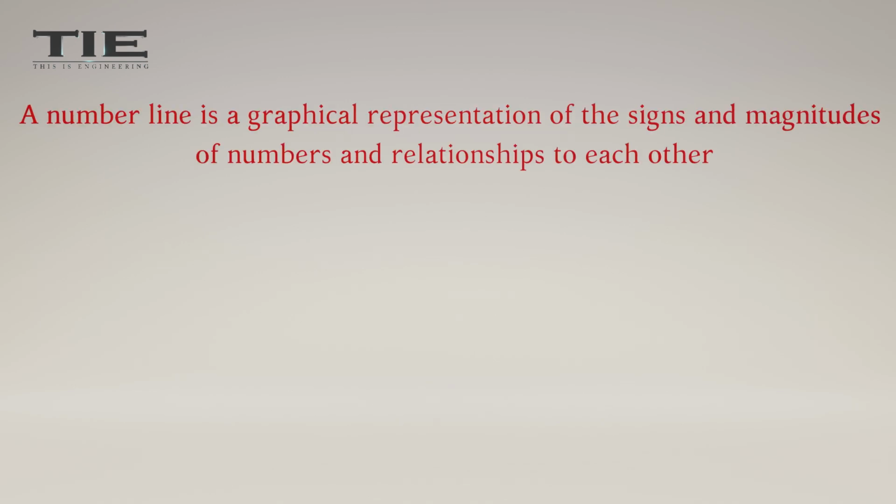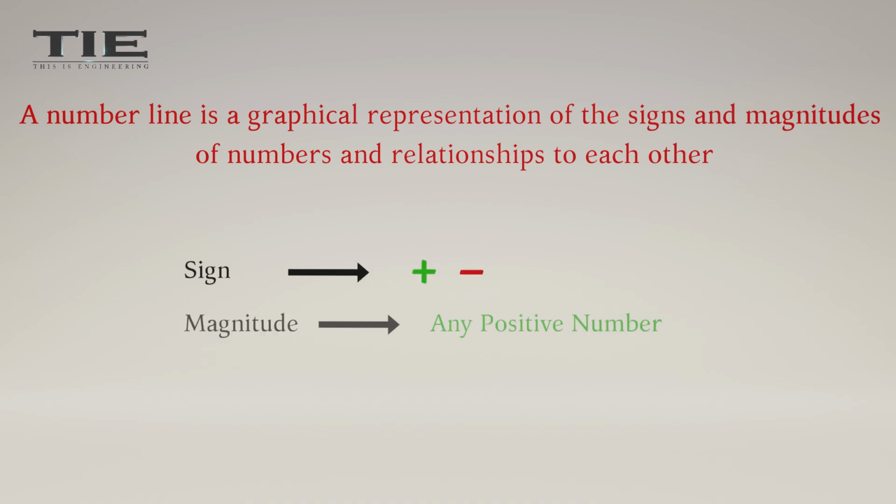A number line is a graphical representation of the signs and magnitudes of numbers and their relationships to each other. So, it is completely created by using the signs and magnitudes of numbers and the relationships between each other. So, a number line must satisfy these features. Okay, now let's see how it is created.